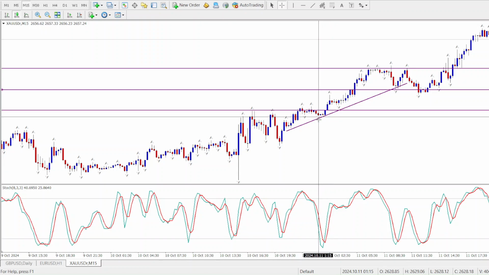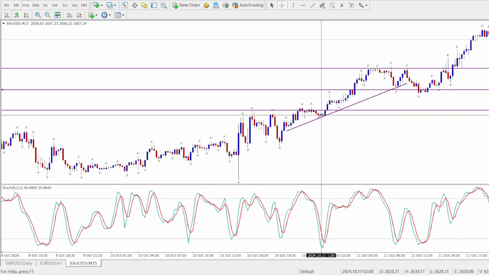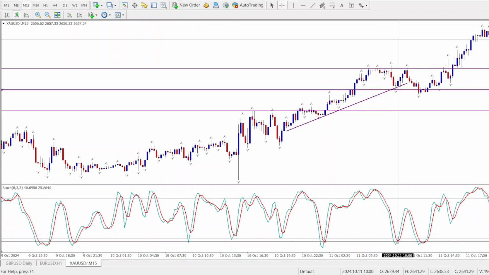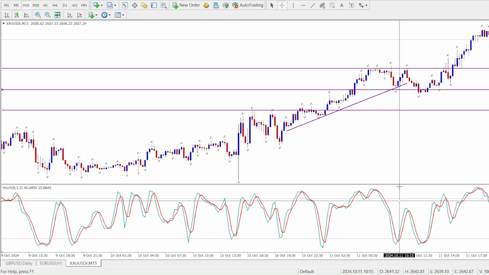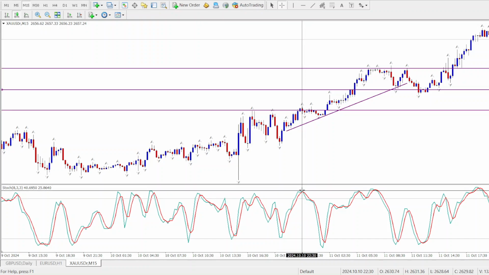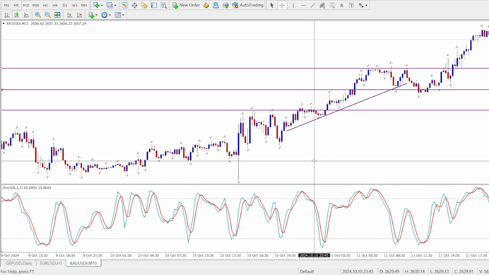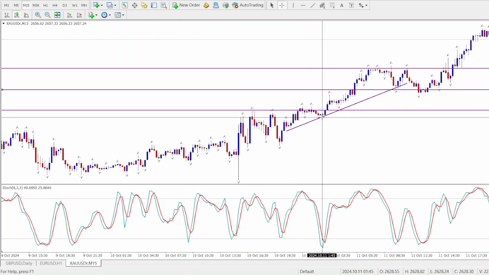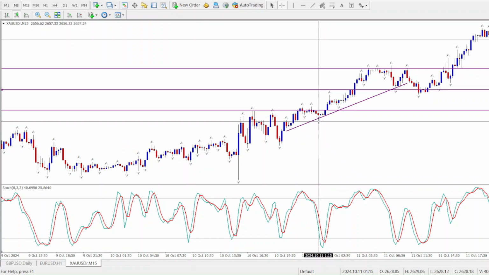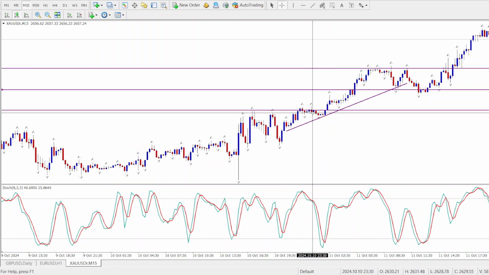For example, here when the fractals form, you can see the stochastics are already at the oversold level and pointing upwards, further adding to the bullish signal. It's a confirmation. Around here, same thing: oversold, pointing upwards, bullish fractal formed, buy signal. Around here we can see a bearish fractal, overbought, stochastics pointing downwards, confirmation of the bearish signal. We could enter a sell and exit at the support level or the formation of the bullish fractal. At the same time, stochastics was holding oversold, so we could have exited our sell trade.